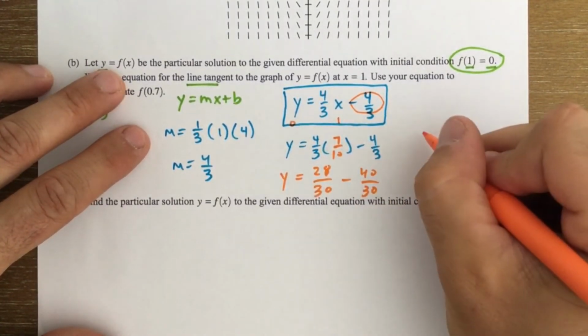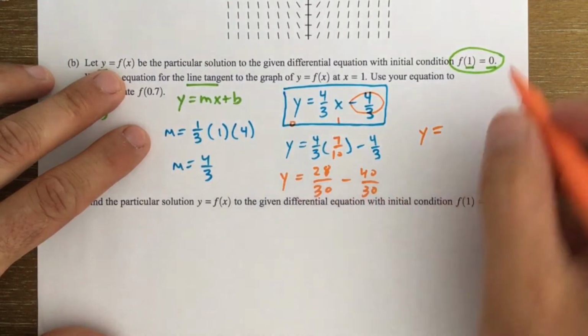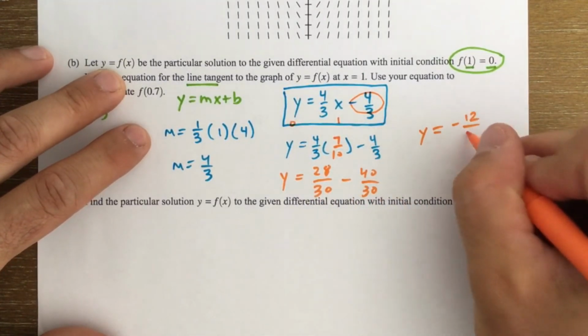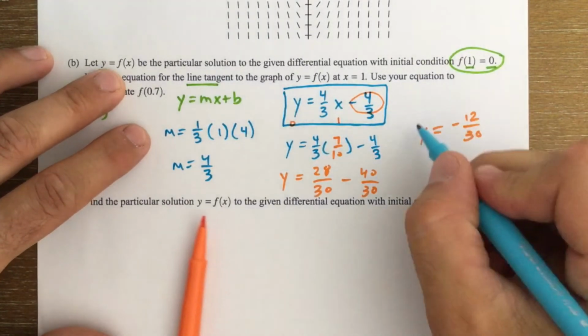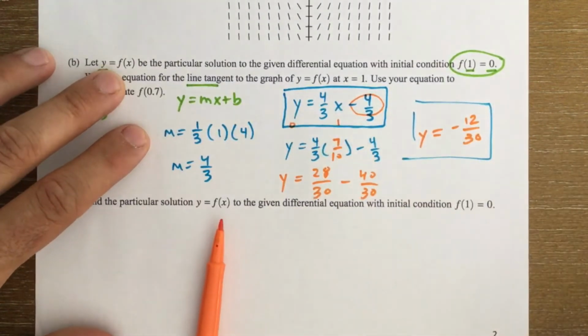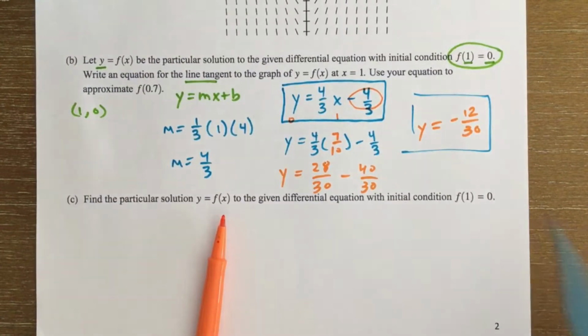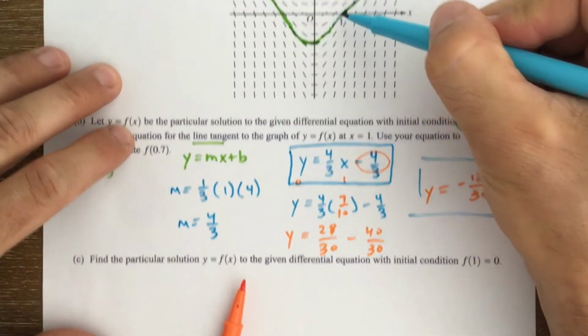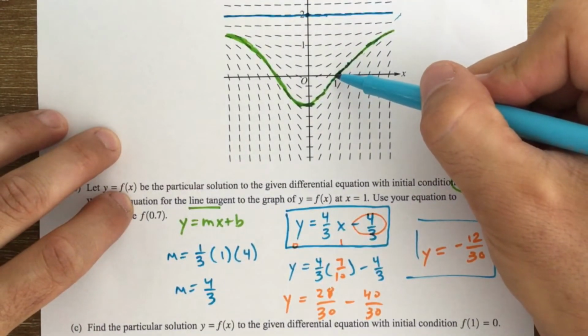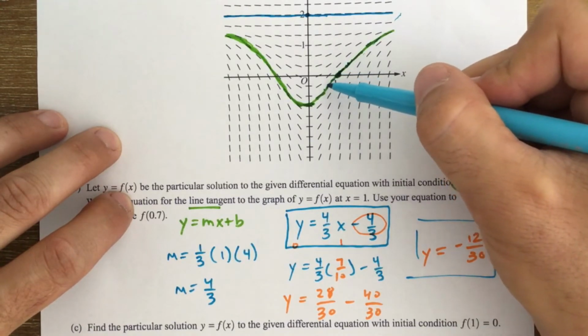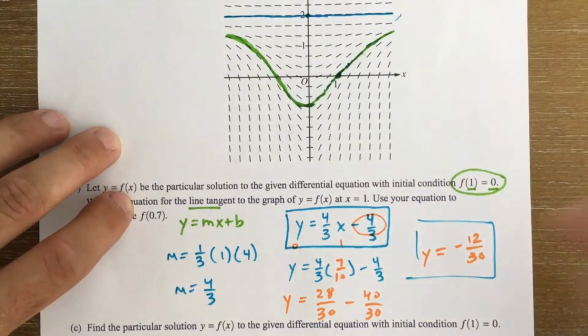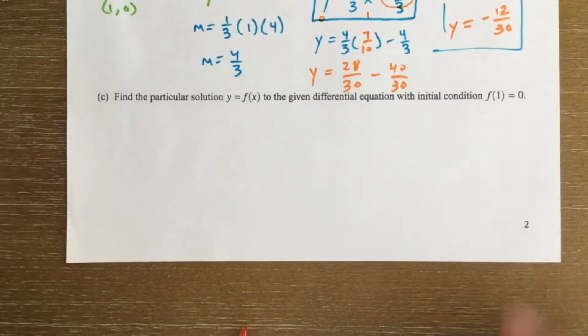So the final answer for y is going to be y is -12/30, which I think I could simplify, but I'm not going to. Both of them are divisible by 3. I think that's good enough, right? And it looks like if I was here on my slope field, if I went 0.7 to the left, I would end up at a negative value, some negative 12/30, I guess. Okay.